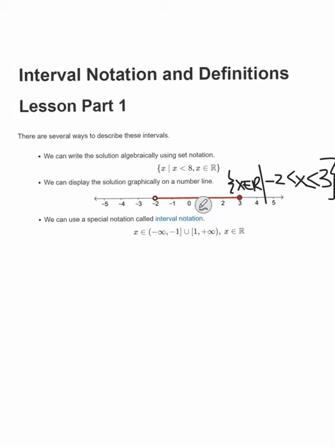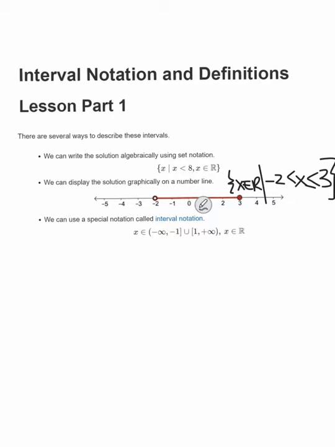The last way we can specify an interval is called interval notation, and this is what we're going to be learning today. This probably looks new to you. What this means is x is an element of this interval right here. This U is called a union symbol, and it just means it's also this interval as well. And x element of R you recognize because it's similar to what we've been using for set notation.